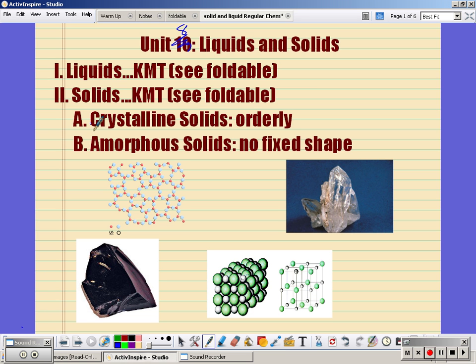An amorphous solid is like the SiO2 here. We don't have a specific structure to it. None of the circles are identical. So there's no fixed shape, so it's an amorphous solid. There are two amorphous solids that you need to be aware of, and those are our plastics and glass. Both plastic and glass are amorphous solids.